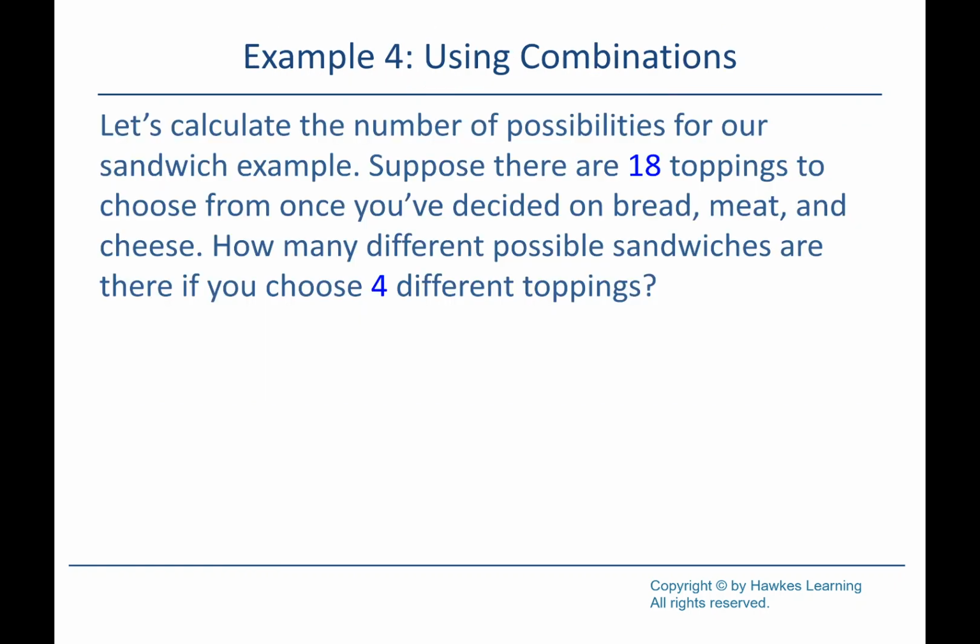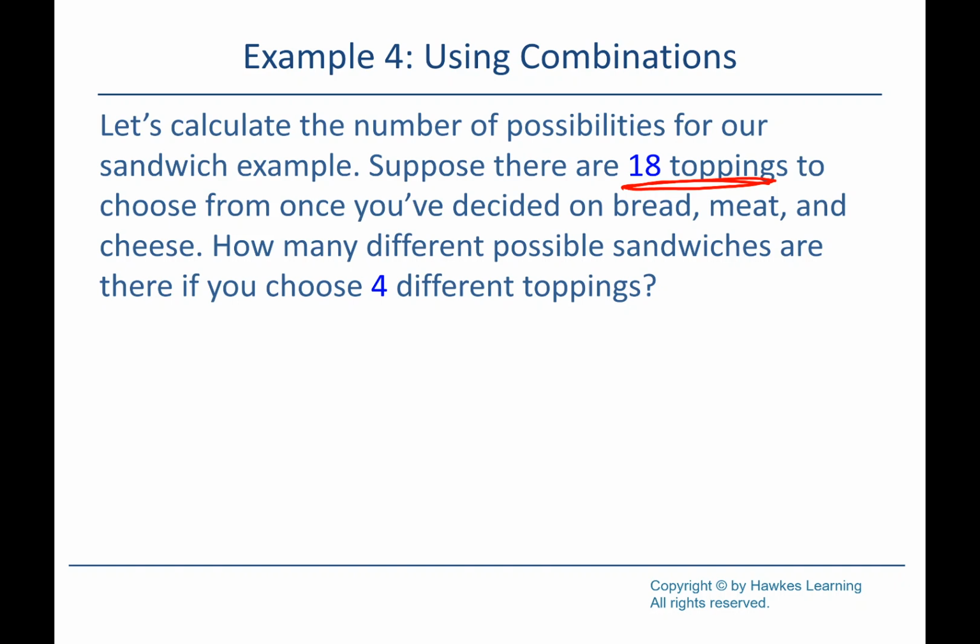So let's look at this first one here. This one's referring back to some sandwich example that we didn't see, so don't worry about that. But the part that we care about, it says suppose there are 18 toppings put on our sandwich, after we've picked bread, meat, and cheese. How many different possible sandwiches would there be if we could choose 4 toppings? Okay. So here we've got 18 things to choose from. We're trying to choose 4 of them.